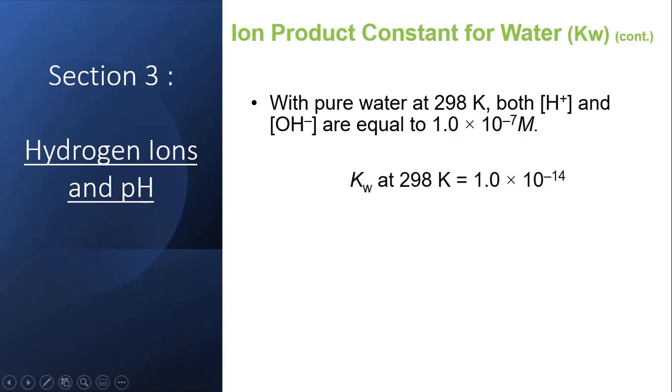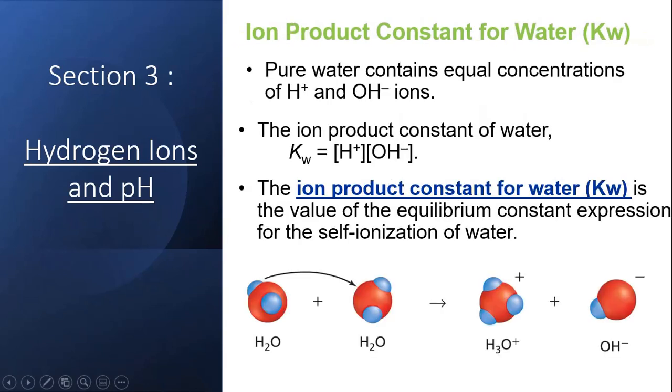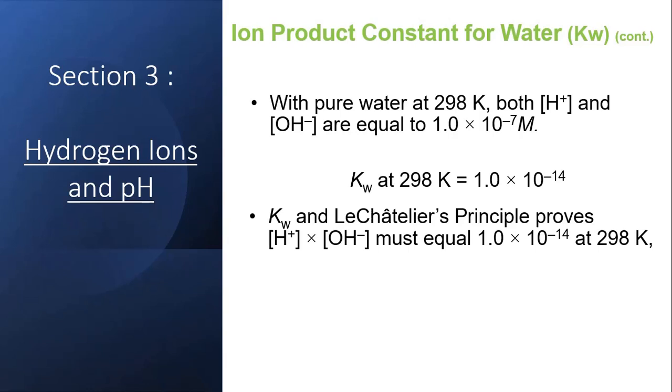So we can say that Kw will be, as per the equation we put here, the concentration of H positive times the concentration of OH negative. So 1 times 10 to the power negative 7 times 1 times 10 to the power negative 7. It's going to be 1 times 10 to the power negative 14. So Kw of water equals 10 to the power negative 14.